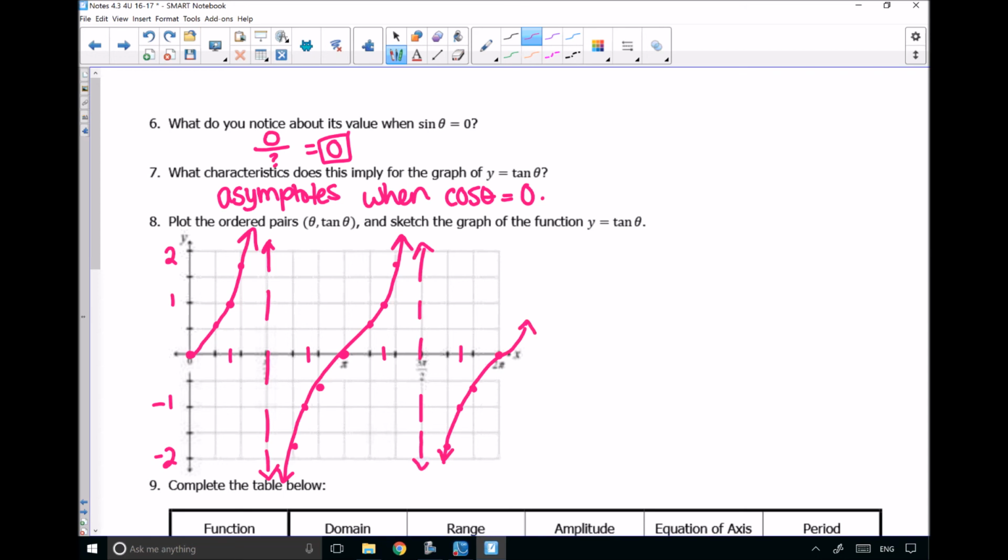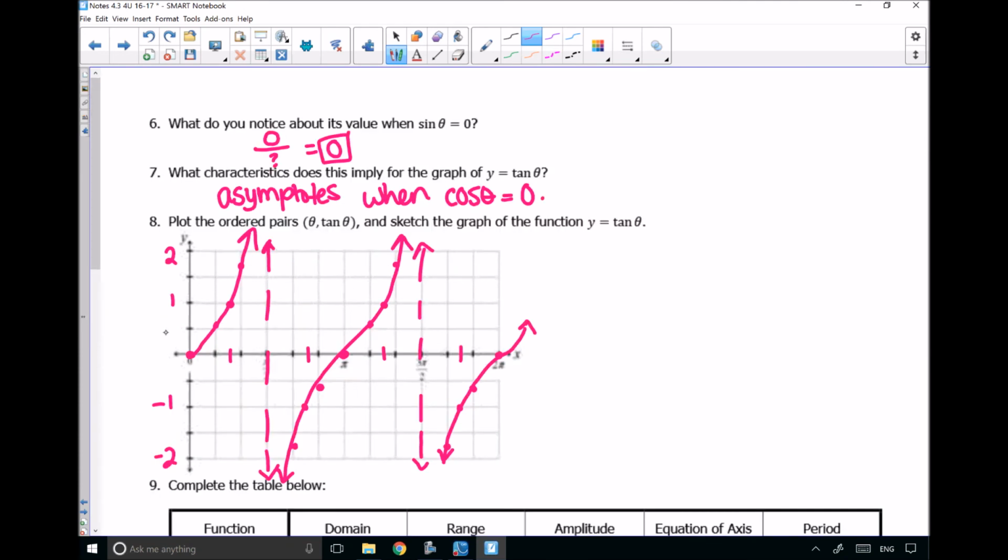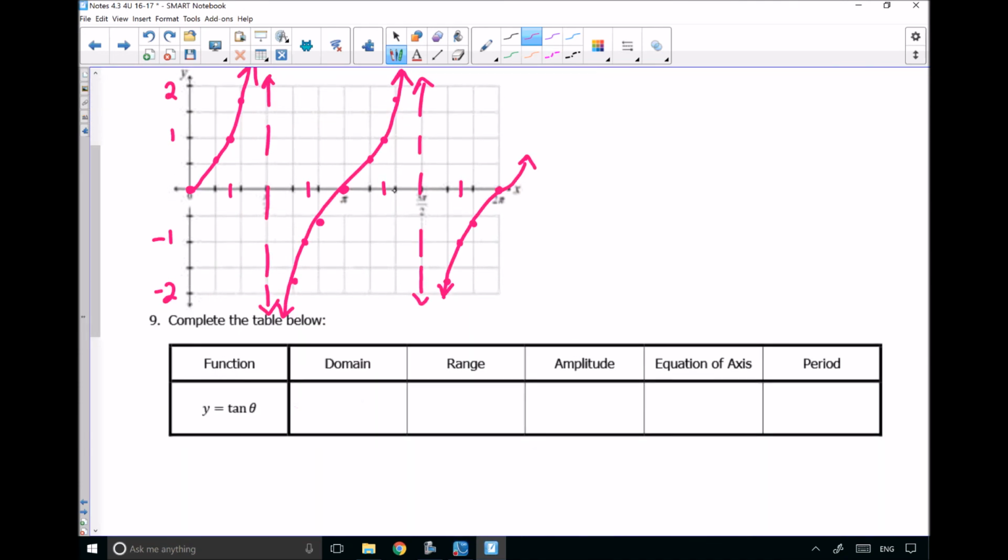So we've got a bunch of asymptotes, and every asymptote is going to occur at pi over 2, at 3 pi over 2, 5 pi over 2, so on and so forth. So every other half pi, we're going to have an asymptote there. So what's my domain? Well, my domain is going to be all real values except for pi over 2, 3 pi over 2, 5 pi over 2, so on and so forth.